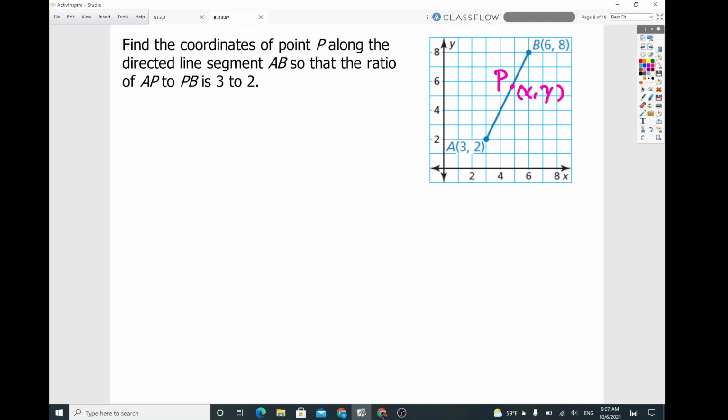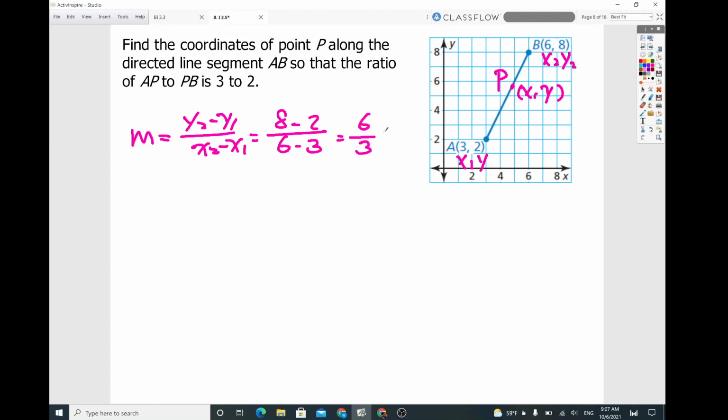One thing that we notice is we can find the slope of the line segment AB first. Using the slope formula, point A is considered (x1, y1) and point B is (x2, y2). So we have y2 minus y1 over x2 minus x1. It's very important for you to recognize the slope formula. So 8 minus 2 all over the quantity 6 minus 3. What we found here is 6 over 3.